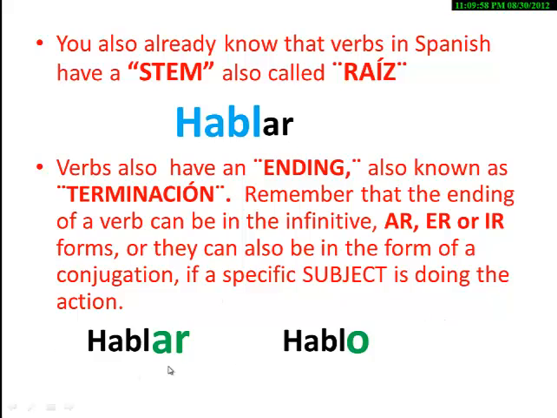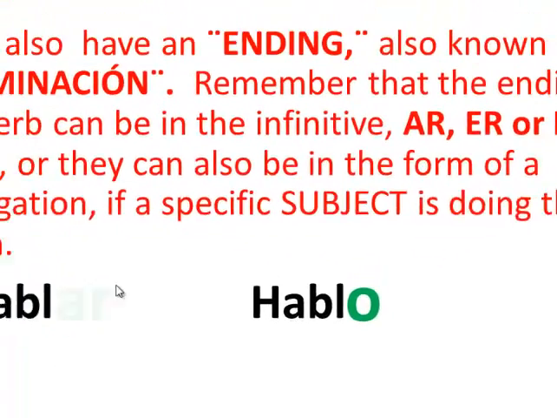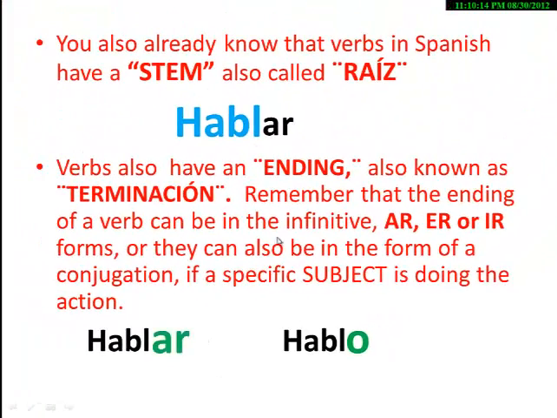So if we take a look at hablar here on the left, habl would be the stem, and AR would be our ending. That's option 1, where the ending is in the infinitive. And if we look here on the right, the present yo conjugation of hablar, hablo. Here our O becomes our ending, or terminación. In this case, a specific subject is doing the action, yo.